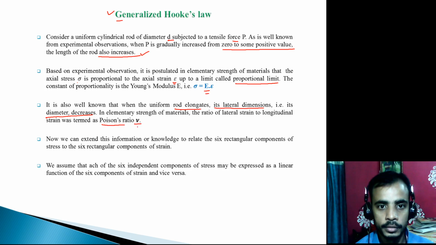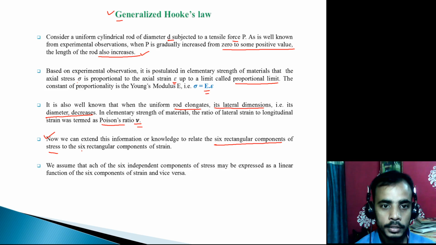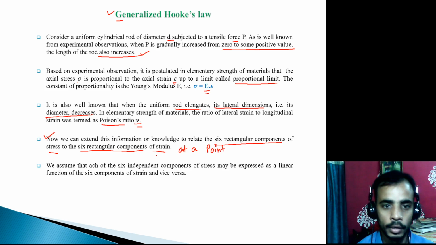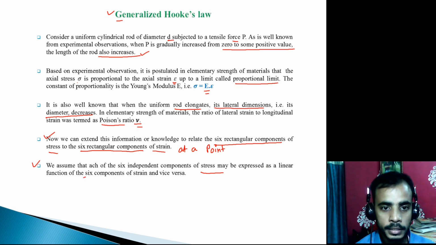In elementary strength of materials, the ratio of lateral strain to longitudinal strain was termed the Poisson ratio, that is nu. Now we can extend this knowledge to relate the 6 rectangular components of stress to the 6 rectangular components of strain at a particular point. So we assume that each of the 6 independent components of stress may be expressed as a linear function of the 6 components of strain and vice versa.